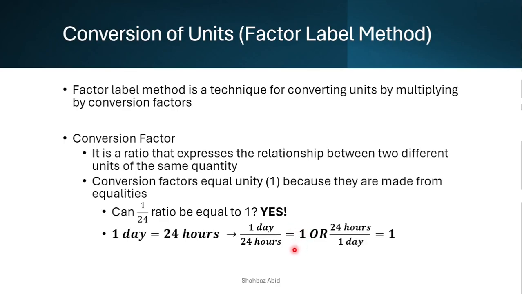In the other case, if I divide both sides by 1 day, I get 24 hours over 1 day is equal to 1. So this is the meaning of a conversion factor. The conversion factor has different units, but they are equal to each other. 1 day actually means 24 hours. So the ratio is equal to 1, and conversion factors are used to convert one unit to another unit.